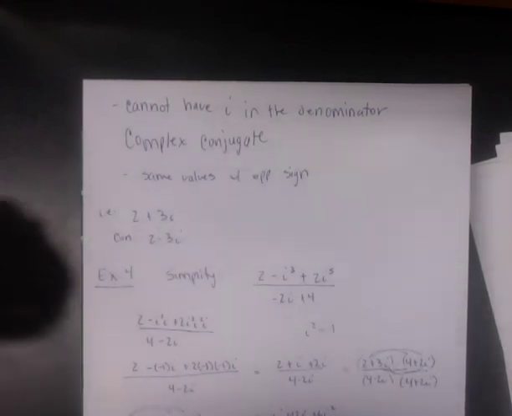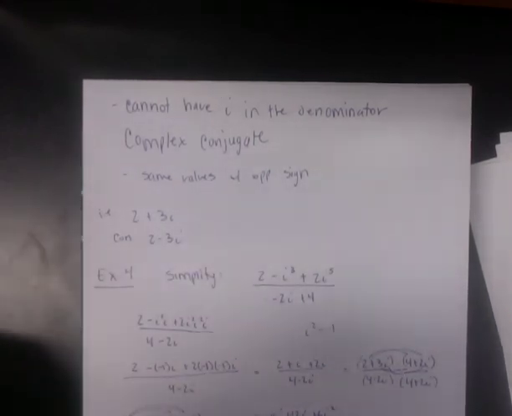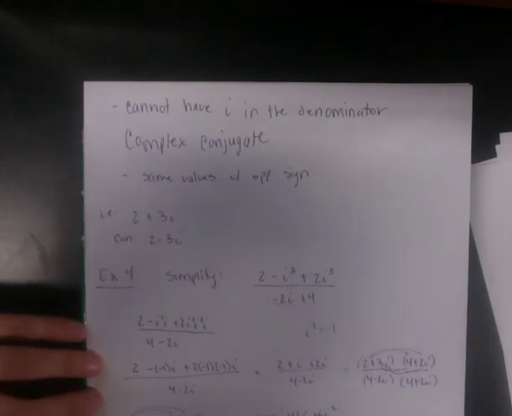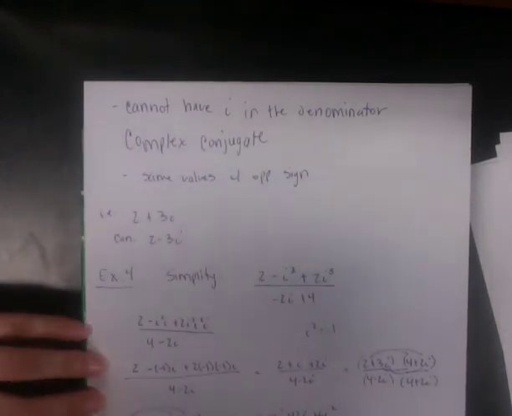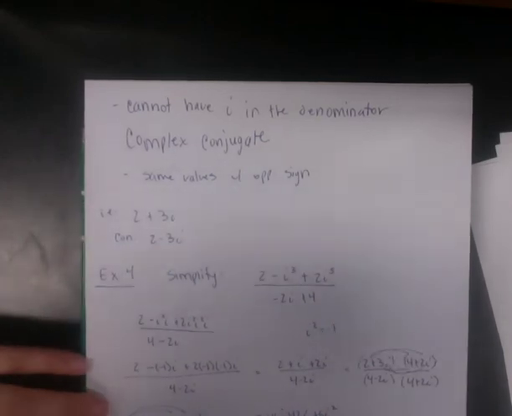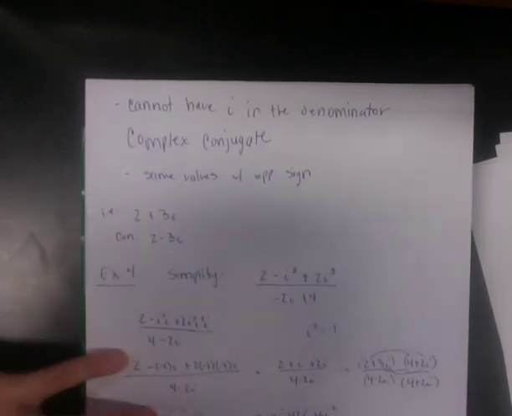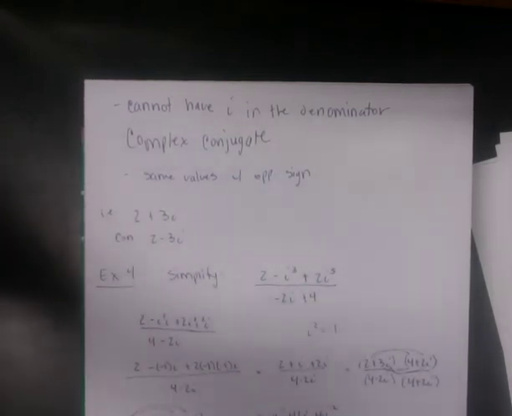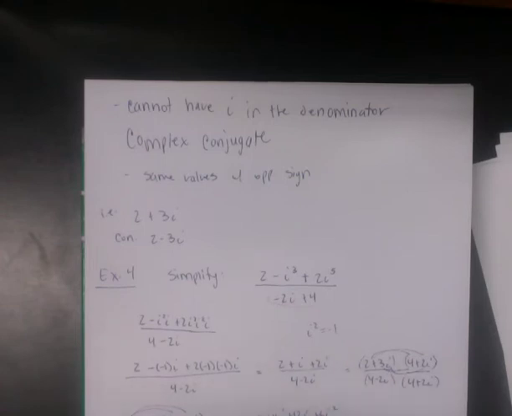This is not an acceptable way to leave your answer. You have to separate it into a plus bi, your real portion and your imaginary portion. So my real portion here, 2 over 20 plus 16 over 20i, my real, my imaginary. And we have to simplify. 1 over 10 plus 4 over 5i. That is an acceptable answer. You have to leave it in a plus bi every time.